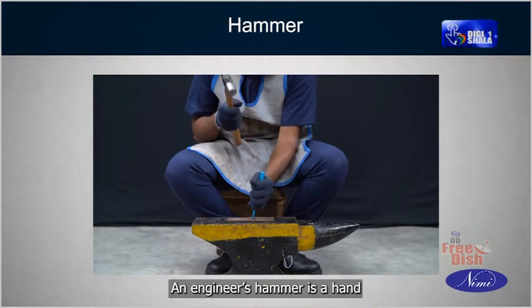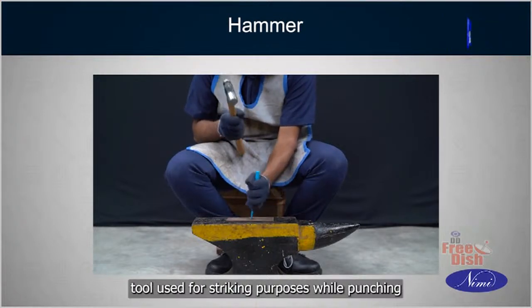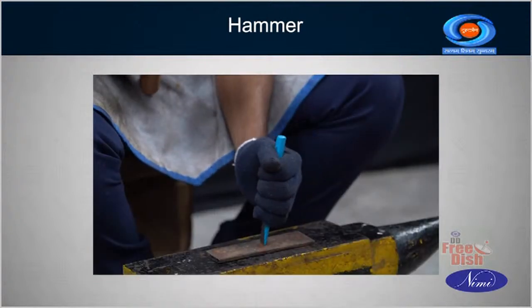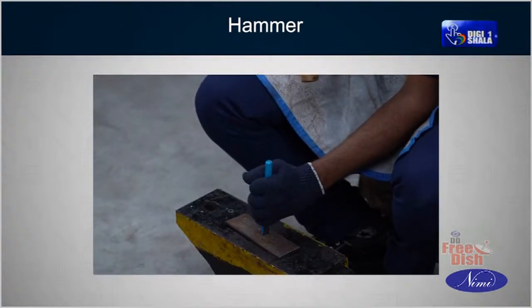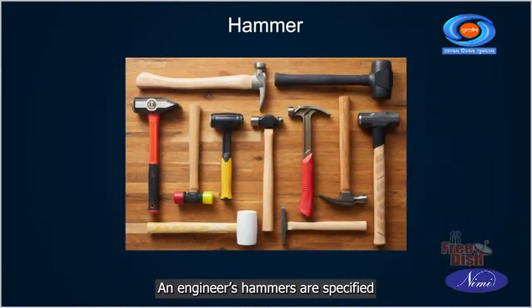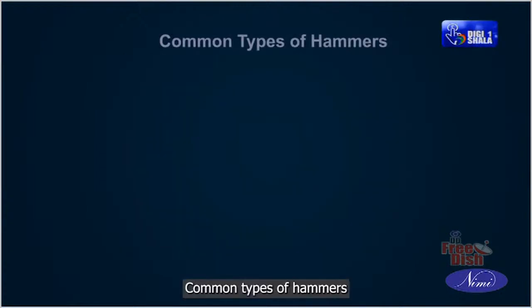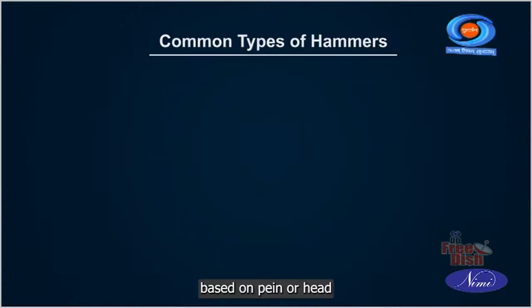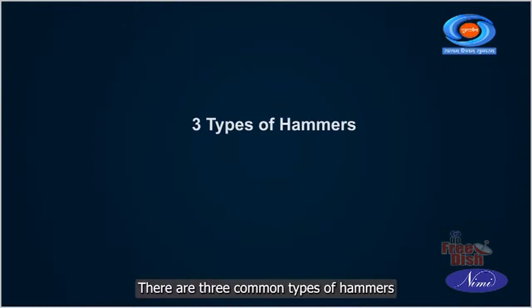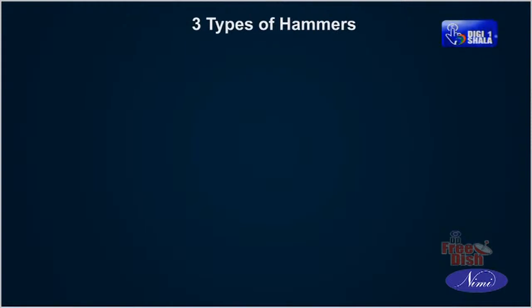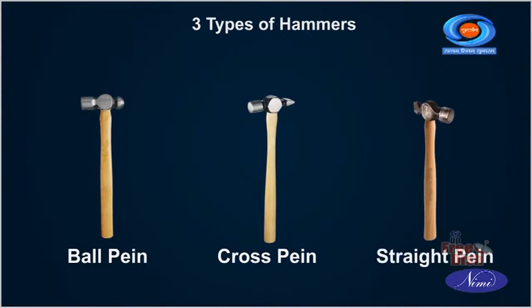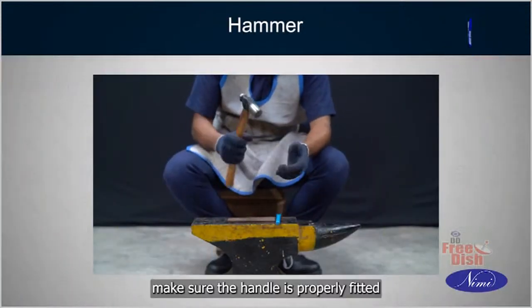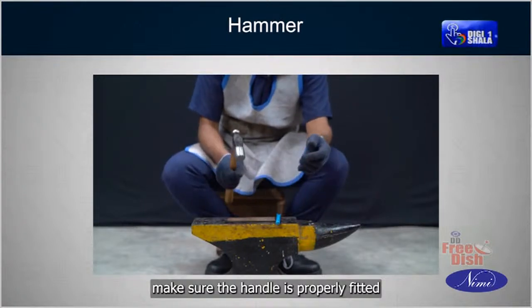An engineer's hammer is a hand tool used for striking purposes while punching, bending, straightening, chipping, forging and riveting. Engineer's hammers are specified by their weight and the shape of their pin. Common types of hammers. Based on pin or head, there are 3 common types of hammers: ball peen, cross peen, straight peen. Before using a hammer, make sure the handle is properly fitted.